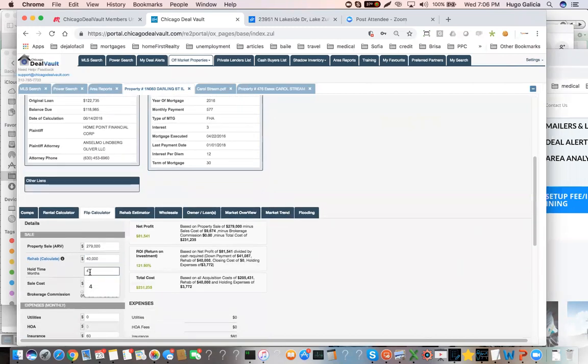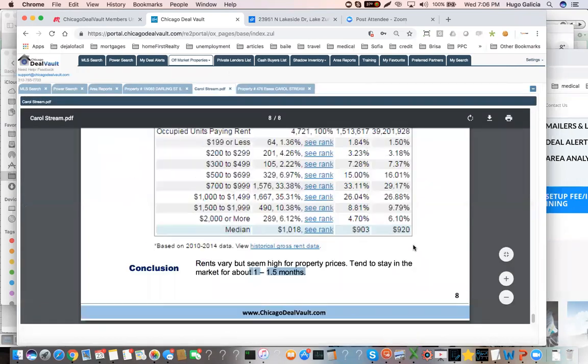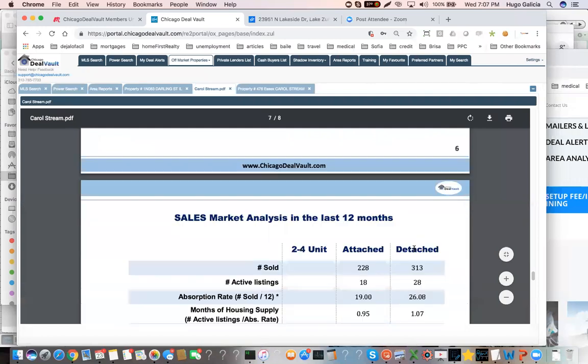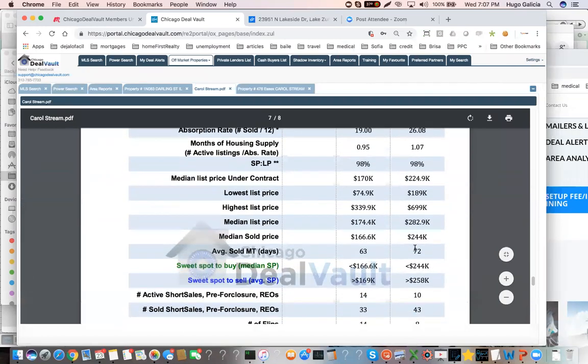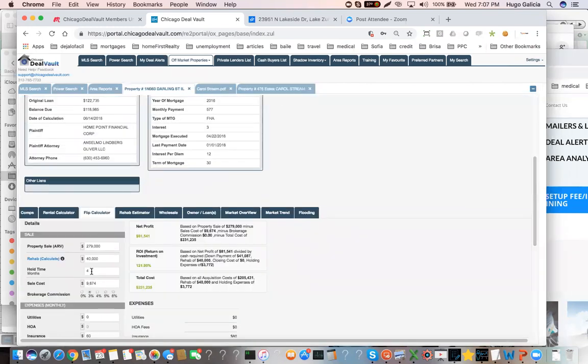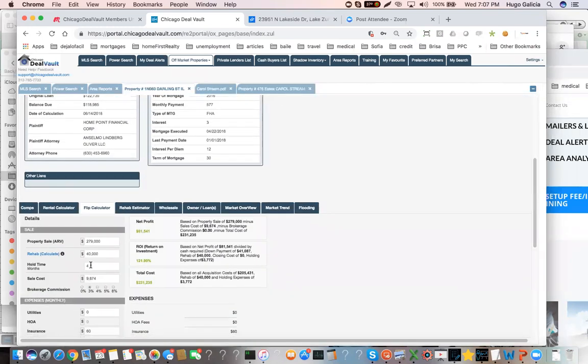Now the whole time, remember, properties in Carol Stream are going to stay on the market for, where is that number? Oh, here. 72. Average sold market time 72, so 2 months. So they're going to stay on the market for at least 2 months, plus 2 months for the rehab, so 4 months is accurate.